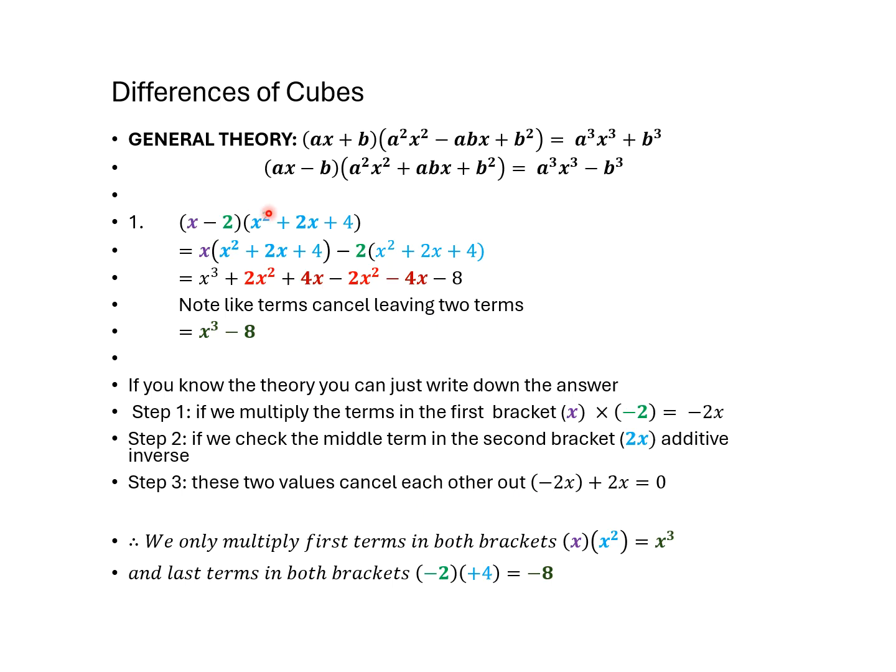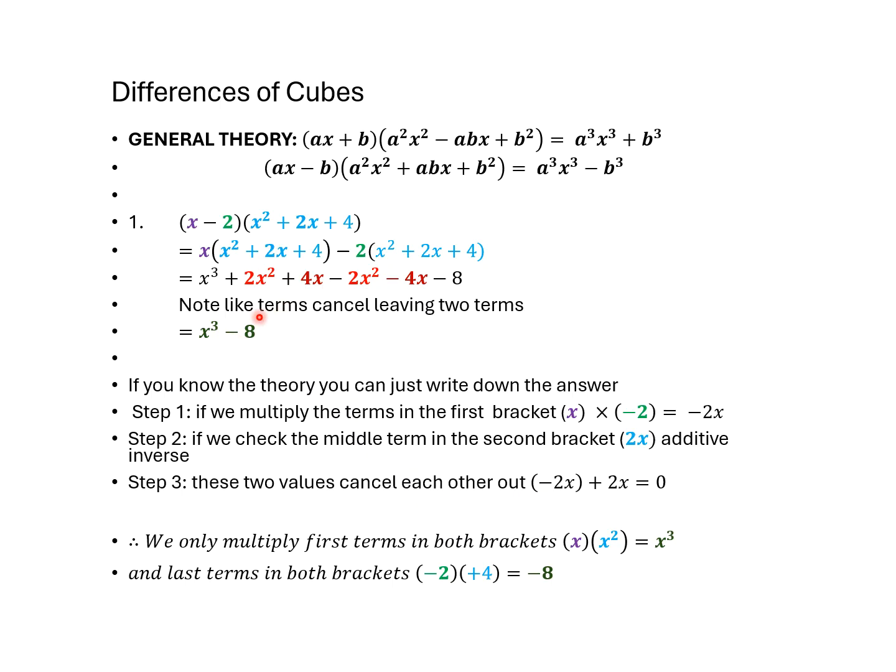So x times x squared, x times 2x, x times 4, then negative 2 times everything in the second bracket. So x times x squared would give me x cubed, x times 2x would give me 2x squared, x times 4 would give me 4x. Negative 2 times x squared gives me negative 2x squared. Negative 2 times positive 2x would give me negative 4x. And negative 2 times positive 4 would give me negative 8. 2x squared minus 2x squared would cancel. 4x minus 4x would cancel, and I'm left with x cubed minus 8. So therefore, 2 marks for the final answer.